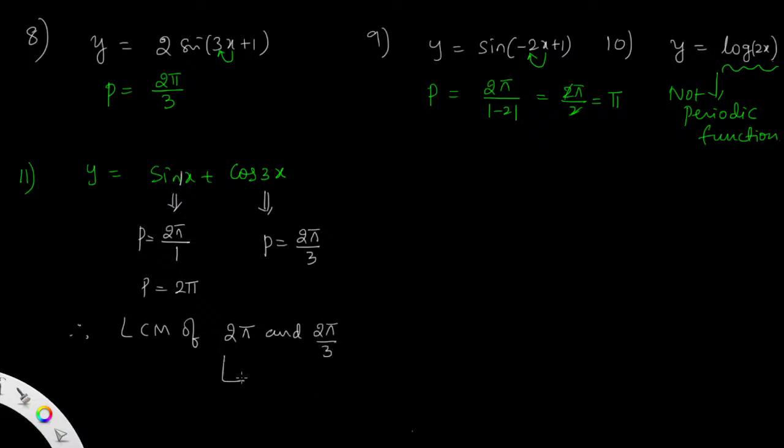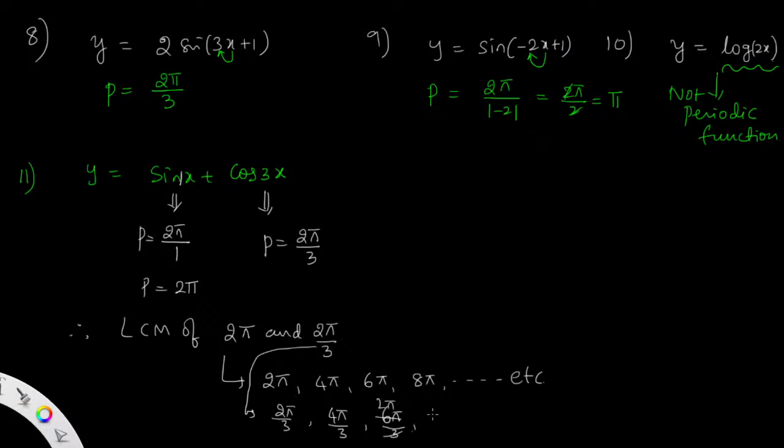So write the multiples of 2 pi: 2 pi, 4 pi, 6 pi, 8 pi, and so on. And the multiples of 2 pi by 3: 1 times is 2 pi by 3, 2 times is 4 pi by 3, next 6 pi by 3, which is 2 pi, then 8 pi by 3, and so on. From these, which is the common multiple?